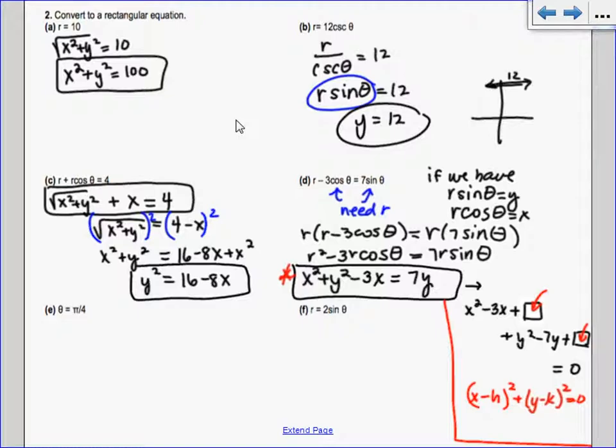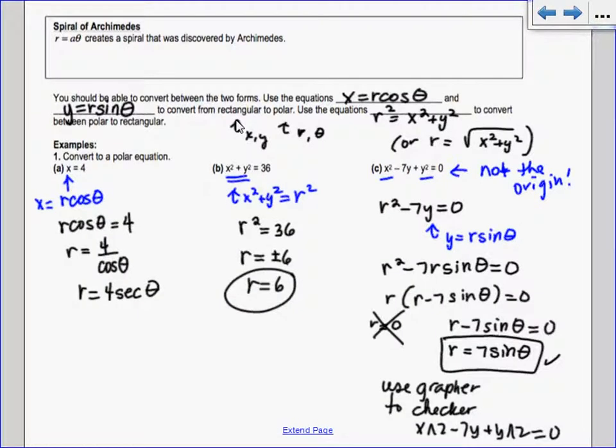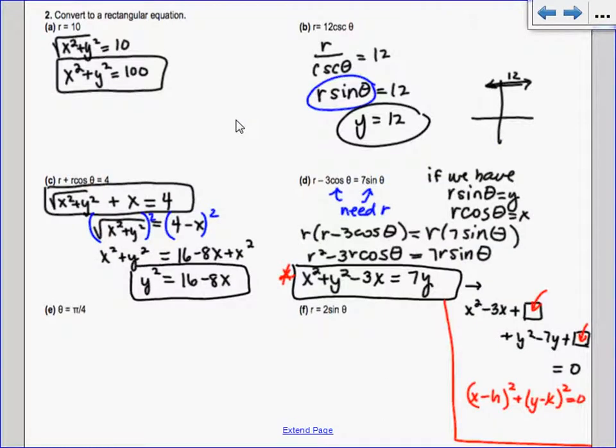Okay, so I didn't give you like an equation where if you had theta, you could replace theta with something. So I gave you 3 equations. I said x equals r cosine theta. I said y equals r sine theta. And I said r squared equals x squared plus y squared.